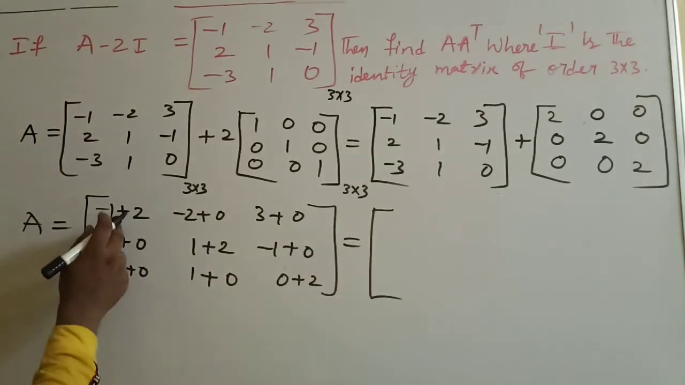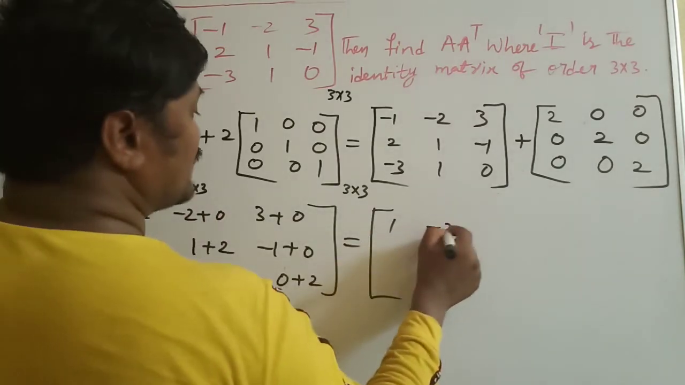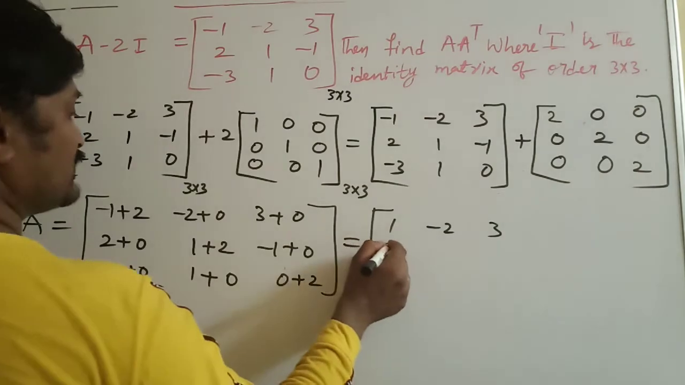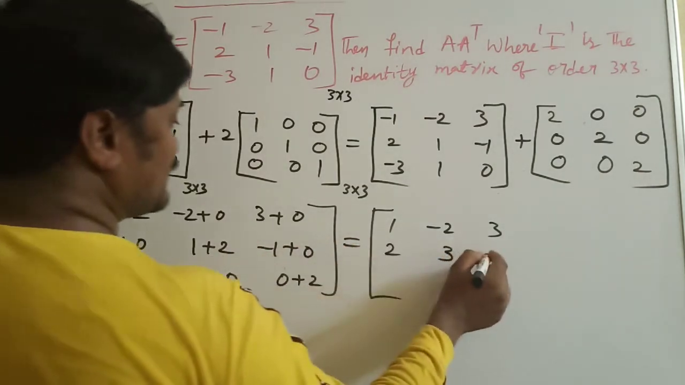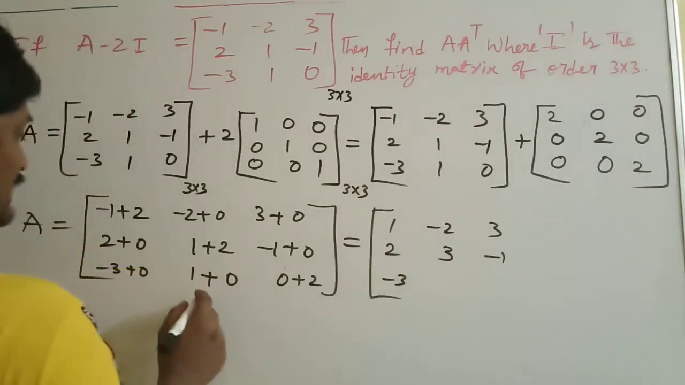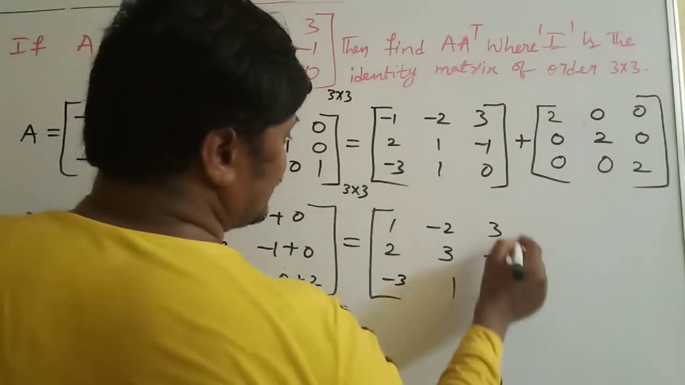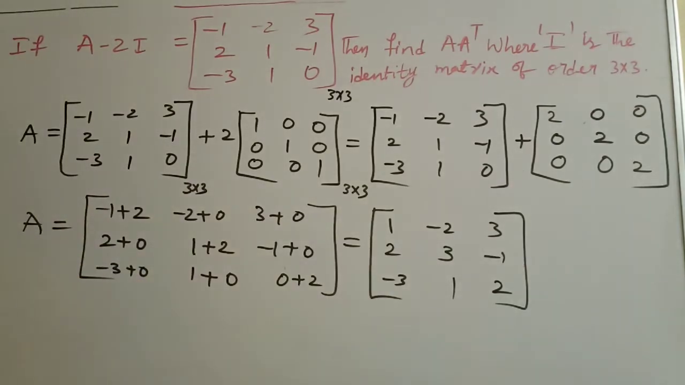What is A here? 2 minus 1 is nothing but 1. Minus 2 plus 0 is nothing but minus 2. 3 plus 0 is nothing but 3. 2 plus 0 is nothing but 2. 1 plus 2 is nothing but 3. Minus 1 plus 0 is nothing but minus 1. Minus 3 plus 0 is nothing but minus 3. 1 plus 0 is nothing but 1. 0 plus 2 is nothing but 2. So this is your A.